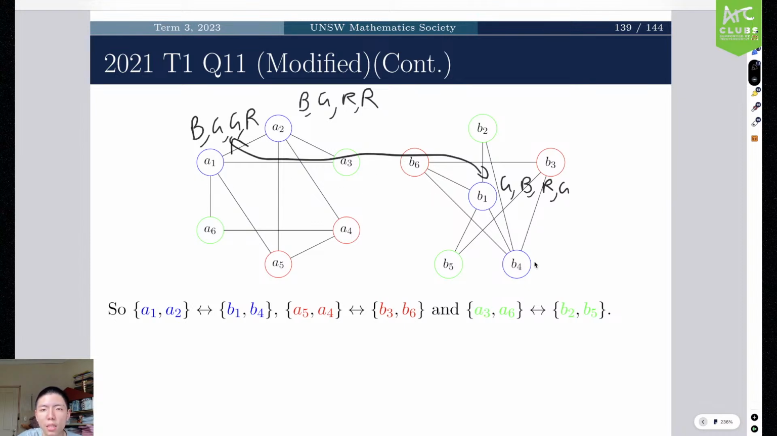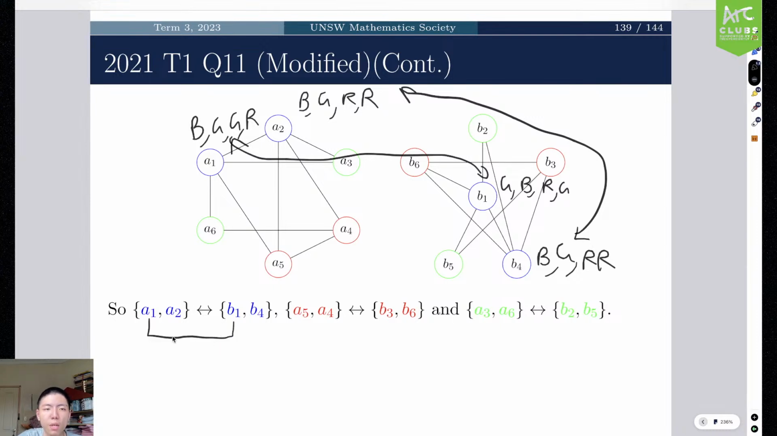And then here we can see that this blue is connected to one blue, one green, and both of these reds. So these two would be equivalent to each other. So we can see that A1 is the same as B1, and A2 is the same as B4. So this would be the mapping that goes between both of them. So it's a bijection, which means they are equivalent to each other.